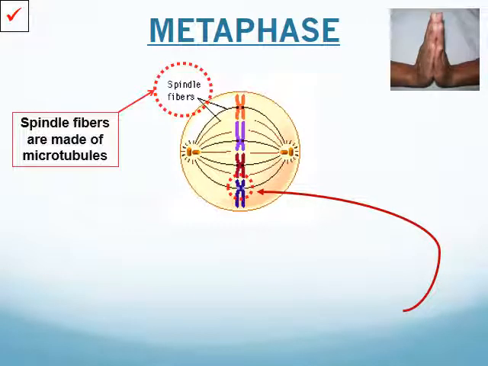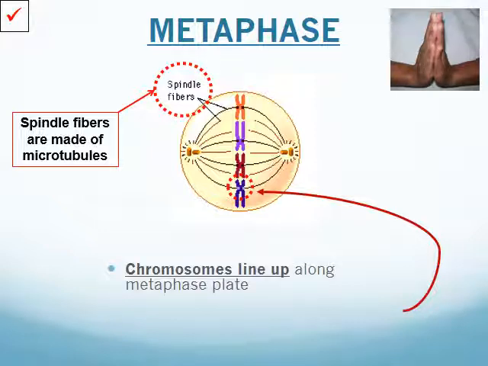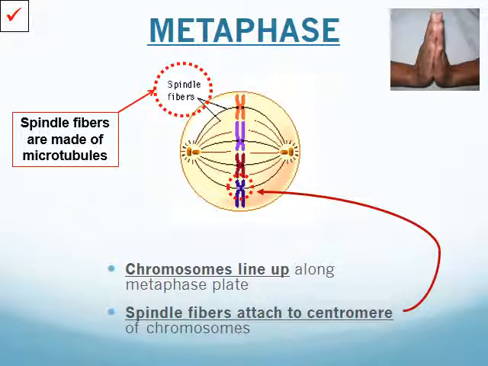During metaphase, the spindle fibers attach to the center of our chromosomes. So the chromosomes line up along the middle of the metaphase plate, or the middle of the cell. So a way to remember this: metaphase, middle. The chromosomes line up, and the spindle fibers then attach themselves to the centromere of the chromosome. So metaphase, middle. And now our spindle fibers have attached to the chromosomes themselves.